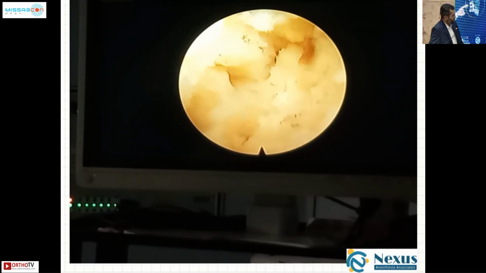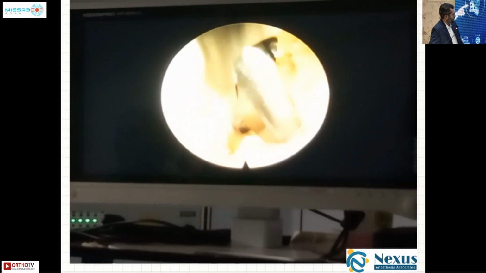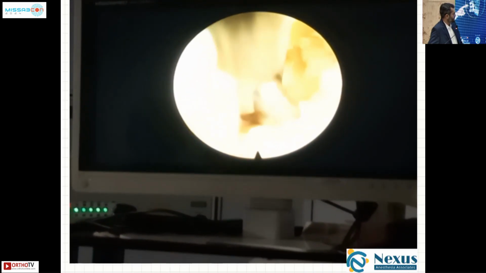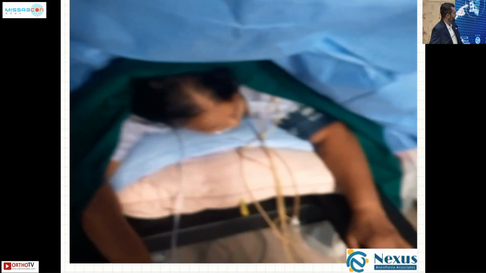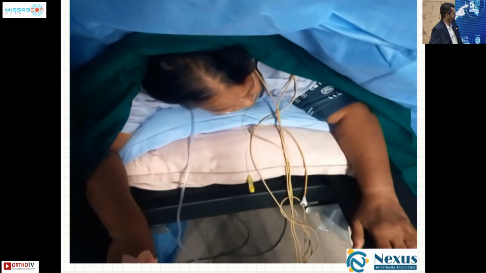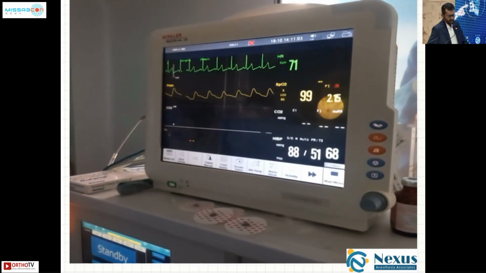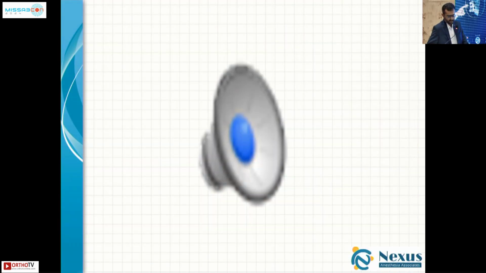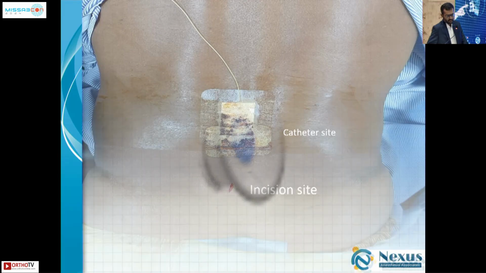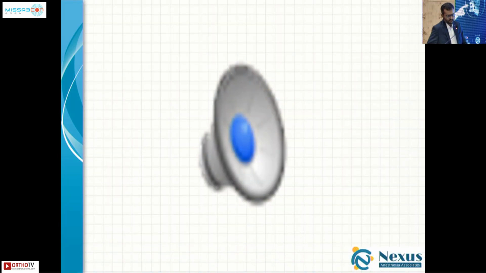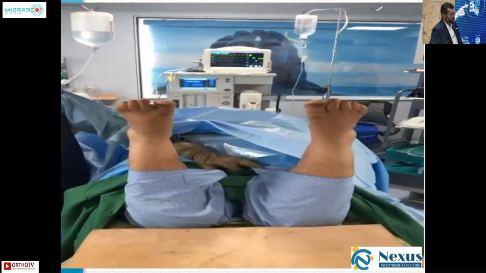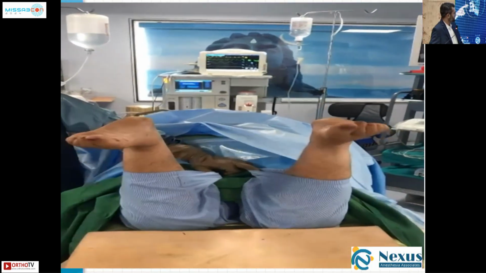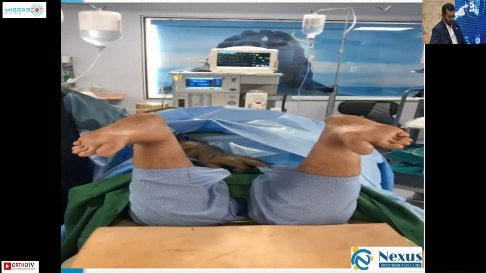This is an intraoperative video of interlaminar endoscopy in the same patient. Endoscopy is being performed. You can see the patient is totally awake, responsive, and with rock-steady vitals. This is the immediate postoperative period, where you can see the patient is able to move the limbs and is totally responsive.